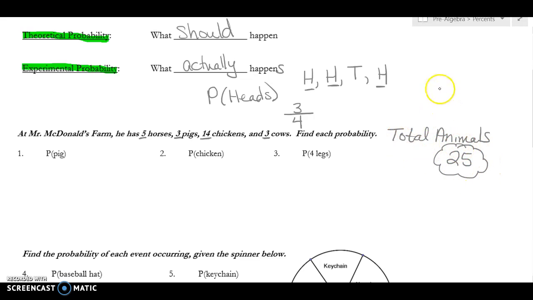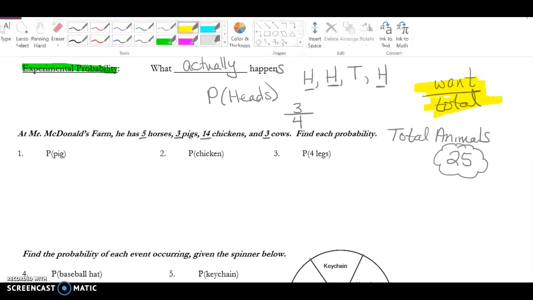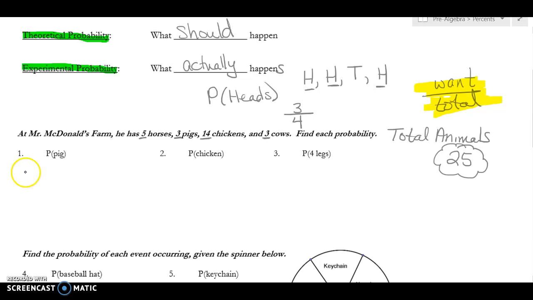Now remember, probability is what you want over total options. And so my denominator for these problems is going to be the 25 because my total number of options is 25. All right, so the probability of a pig: I want a pig out of my total animals. Well, it says there are 3 pigs out of 25 animals, and so that's my answer. If you'd like to change it into a decimal or a percent, you can, but you can just leave it as a fraction. Leaving it as a fraction, though, I do ask that you reduce them.